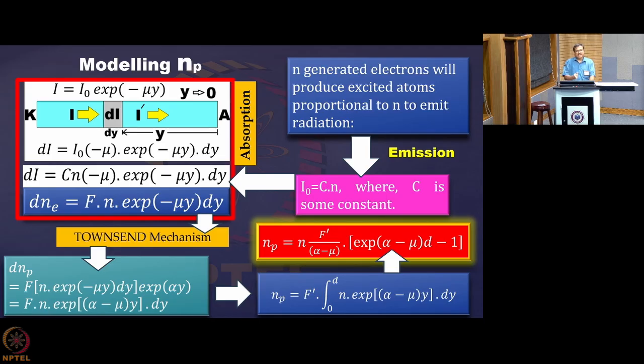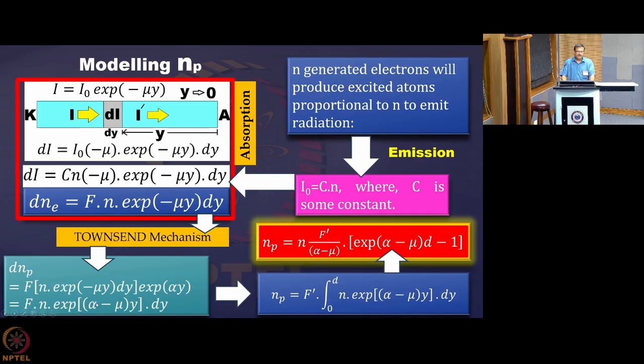In a similar way, as the electrons emitted by the cathode move and cause ionization, these photoelectrons generated within this elementary length of the gas dy, this much in number, dne, will now move as per the electric field towards the anode, and they will produce electrons through the Townsend mechanism like this one. So this is dne, and dne exponential alpha y.